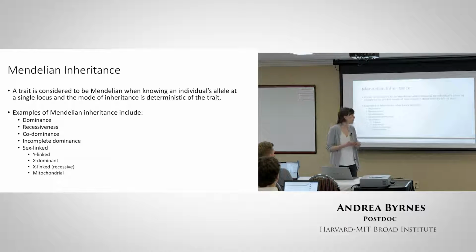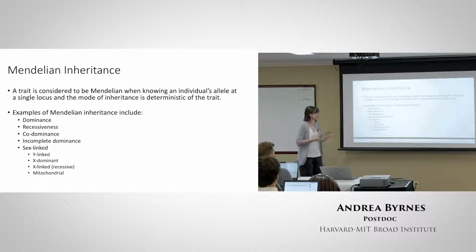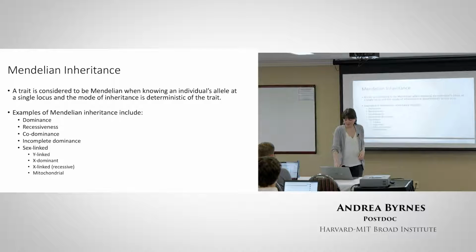Okay, so nowadays, fast forward to present day, we talk about traits as being Mendelian when we know the individual's allele is at a single locus and it follows a mode of inheritance that's as simple and deterministic as this. So these are all the things we just talked about and their names. I think the simplicity and the deterministicness, and there's a couple adjustments we can make to that, but it's largely deterministic.